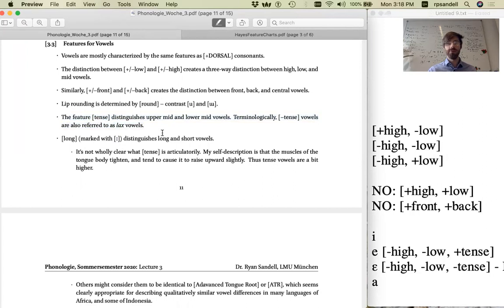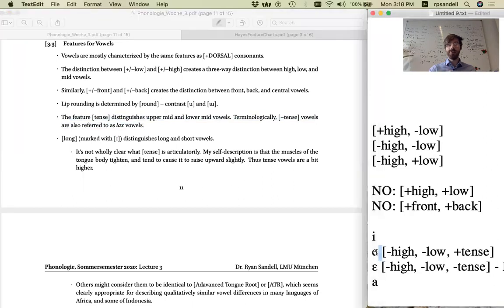One further point about the feature tense is that this is a bit difficult to describe articulatorily. There are ongoing phonetic investigations into what tenseness here is. The description that I like to use, and which in terms of my own introspection makes sense, is that the muscles of the tongue body tighten a little bit in the production of the vowels that we identify as tense, and this causes the tongue body to be raised slightly upward and thereby create vowels with a tongue position that is slightly higher.